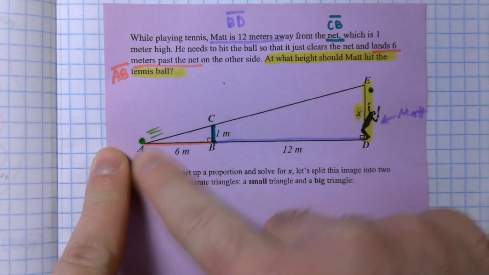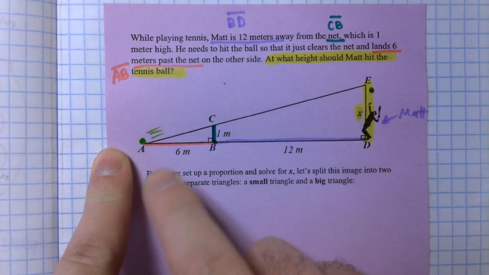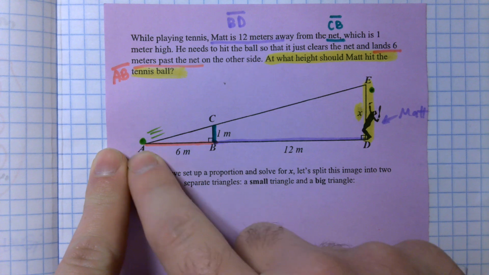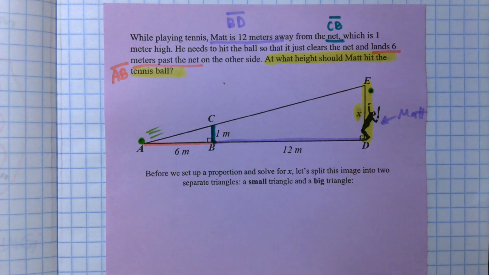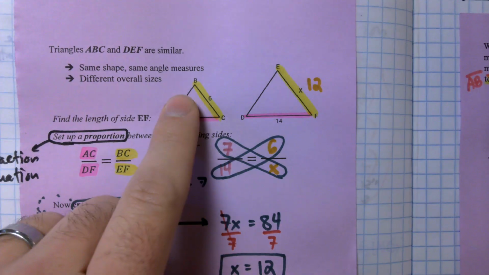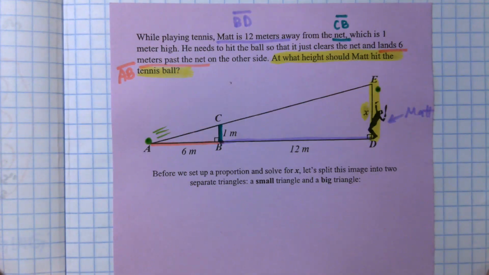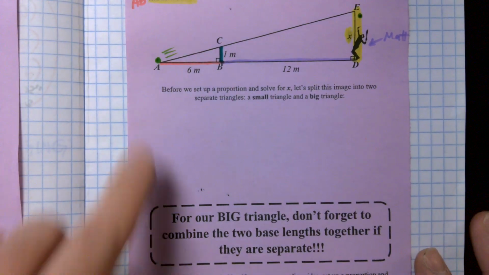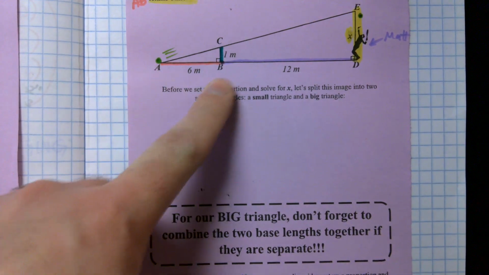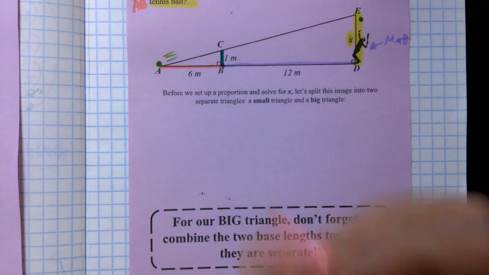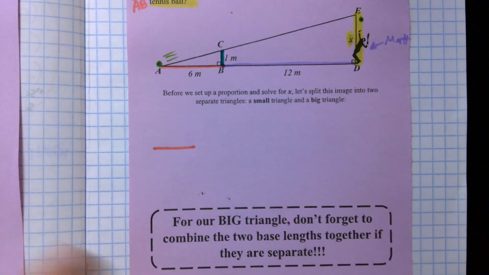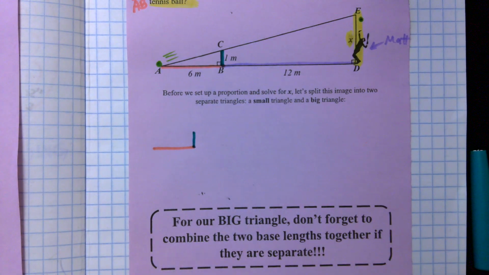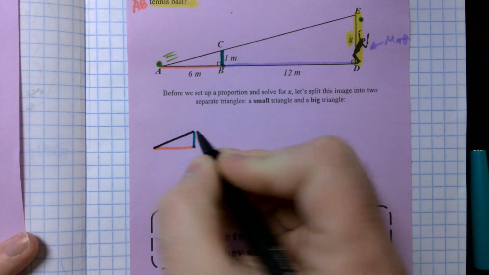So what we have here is one really, really big triangle made up of 2 smaller triangles. See this little guy right here, triangle ABC? If we want to set up a proportion, we got to split these 2 triangles up so that we have something that looks a little bit more like what we did yesterday. So before we set up a proportion, let's split it up. My small triangle is triangle ABC with AB on the bottom. CB is my little height. And then I got AC going across.